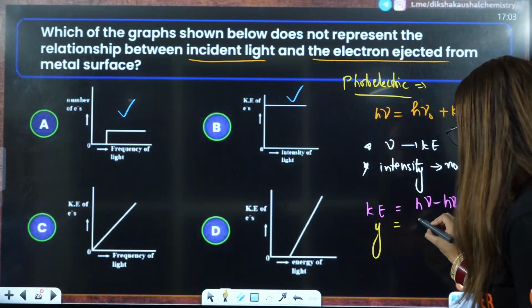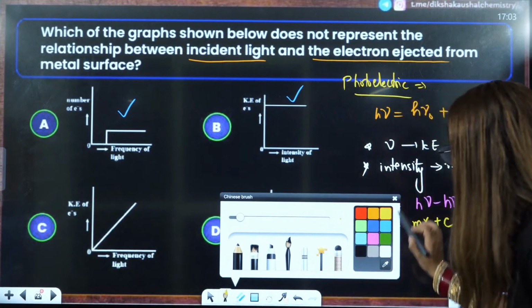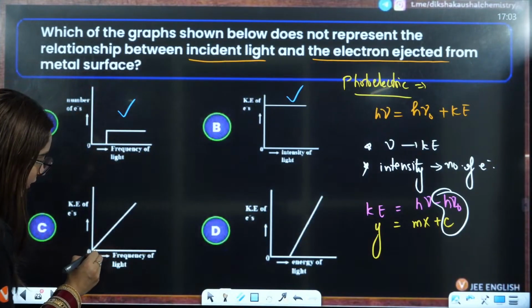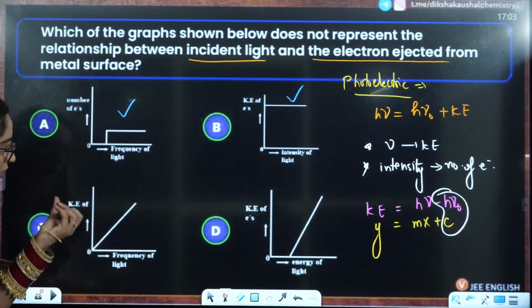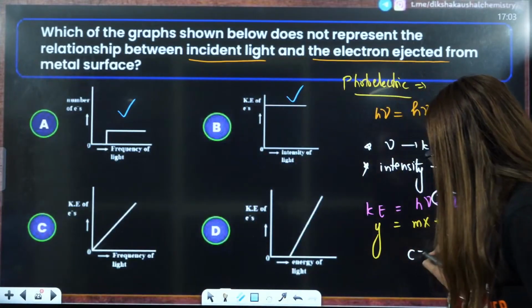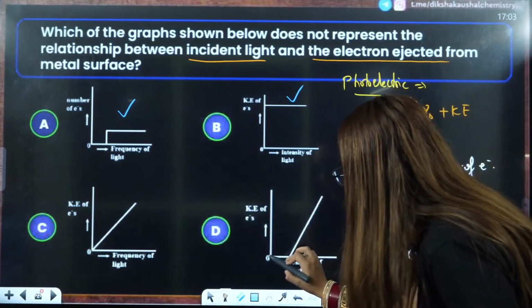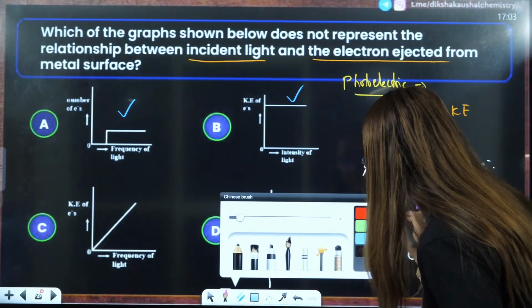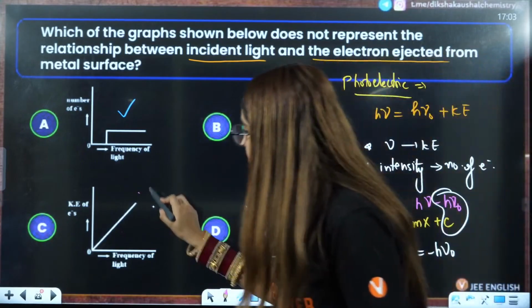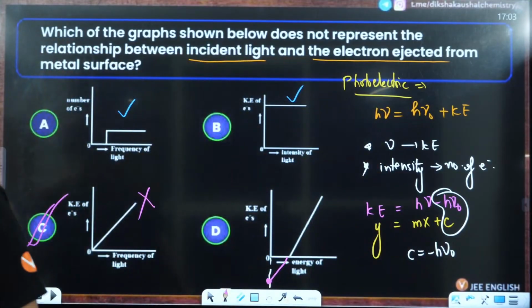So this will be mx plus c. Here, can you see the intercept is negative? The intercept is negative. But in this case, the intercept is 0. If I draw a graph between kinetic energy and frequency of light, the intercept should be minus h mu naught. That should be negative here. That is only possible in this case, where you have a negative intercept. So this is the wrong graph. That is why this will become the correct answer. Is that clear to everybody or not?